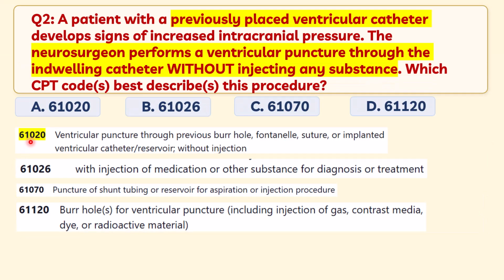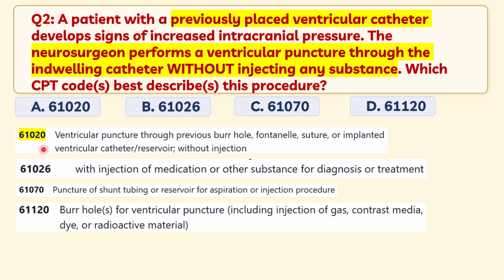Once you go to the codes, 61020 says ventricular puncture through previous Burr Hole, fontanelle, suture or implanted ventricular catheter or reservoir without injection. So that is the case here. Previously placed ventricular catheter without injecting any substance. So the correct code will be 61020.